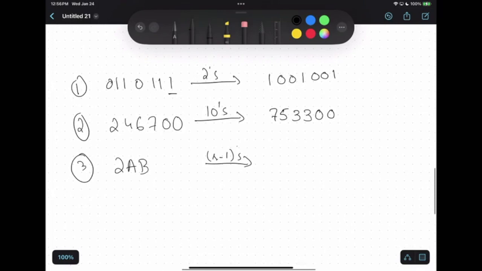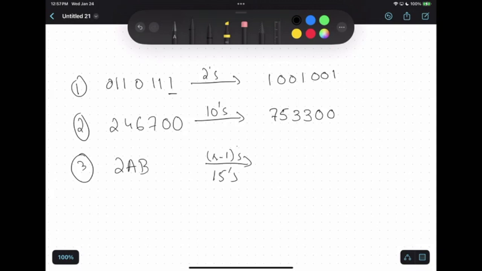What about the last one? So first of all, you need to determine 2AB. So in what representation is this number written? Although I haven't specified the subscript, the alphabets signify that this number is represented in hex format. So when the number is in hex format, I ask you to calculate the r minus 1's complement. So r is what? R represents the base, the radix. So base is 16. So 16 minus 1, which means that you have to calculate 15's complement.